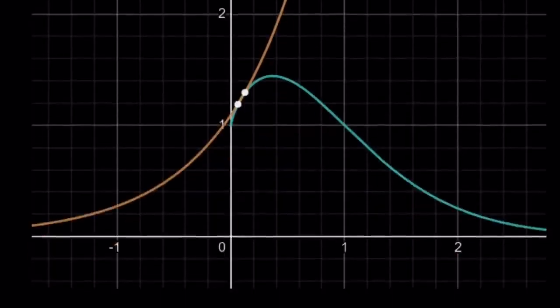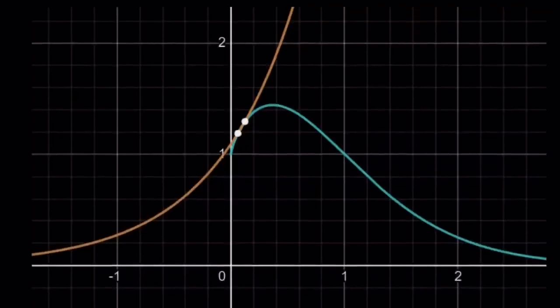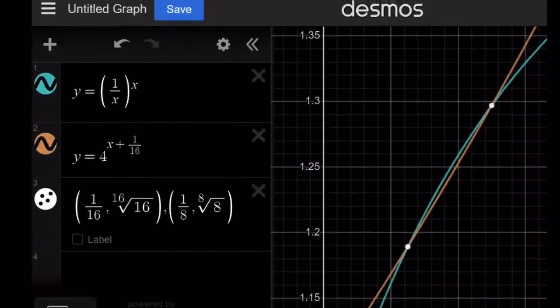So, here's the graph of two functions. First of all, I made a graph like this, but notice that there are two intersection points. You don't see the points, but I'll show you on the next graph. Here we go. I graphed 1 over x to the power x and 4 to the power x plus 1 over 16. So those are the left-hand side and the right-hand side of our equation.